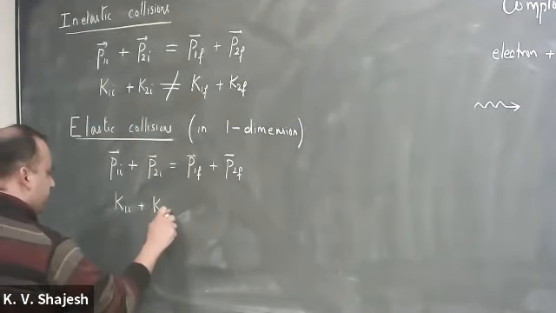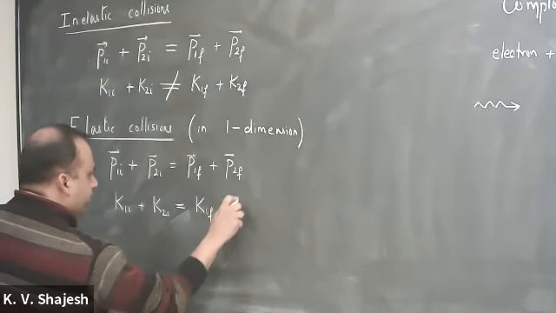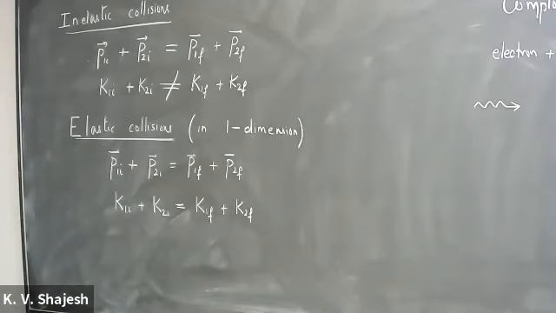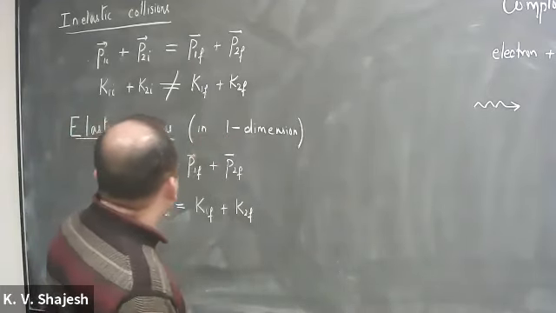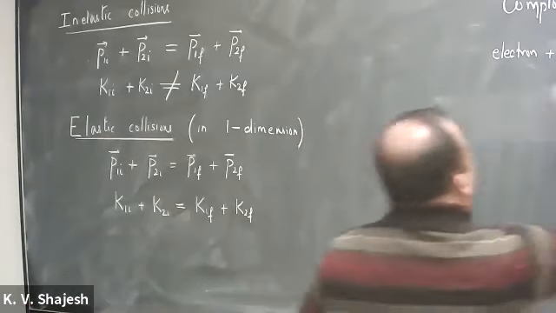K2 initial is equal to K1 final plus K2 final. So that's elastic collision. Notice again that we are going to stick to one dimension, but in general, it is possible to analyze in more than one dimension too. Okay.